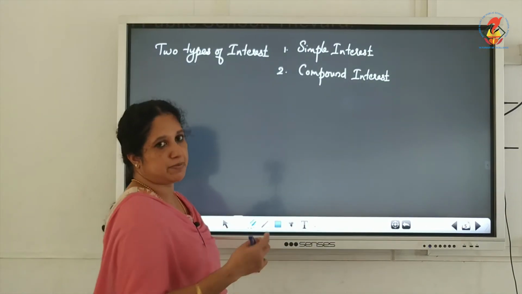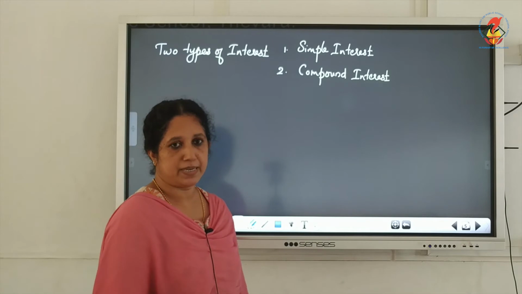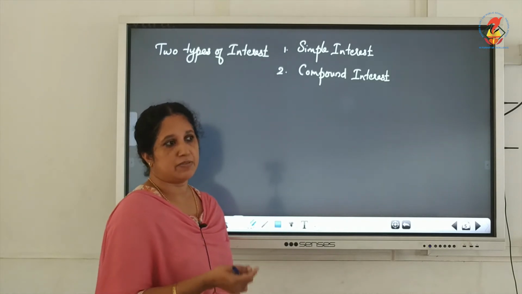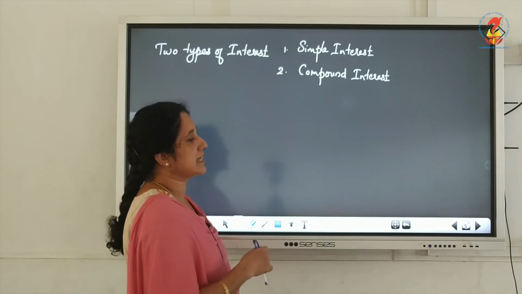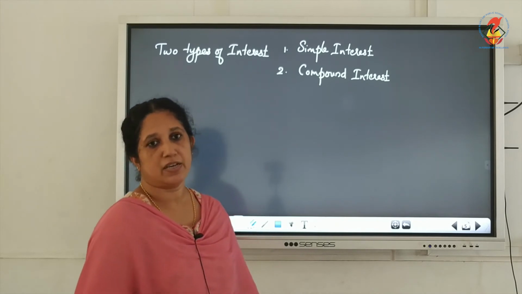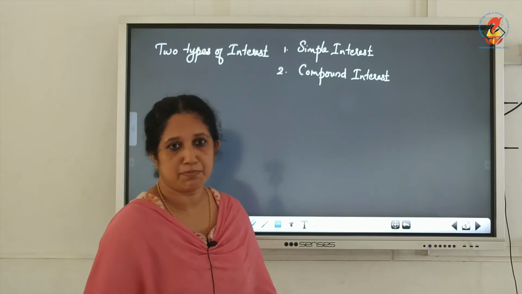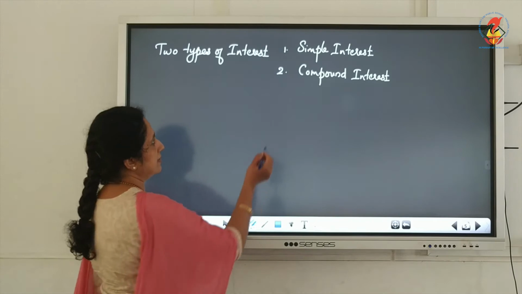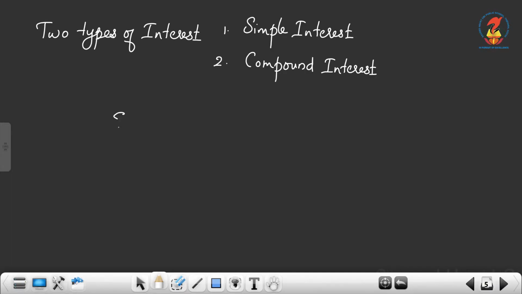Now we have two types of interest. One is simple interest and the second one is compound interest. You have already learnt about the simple interest. How to find out the simple interest? You have already learned. So how can you calculate the simple interest?